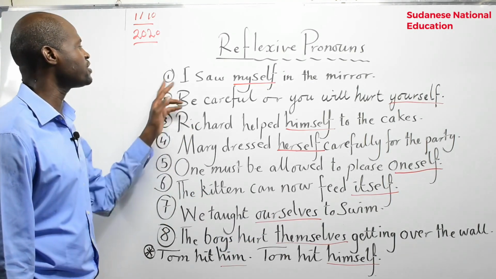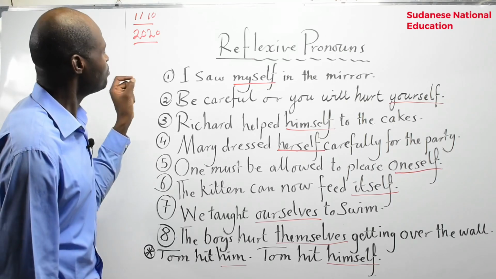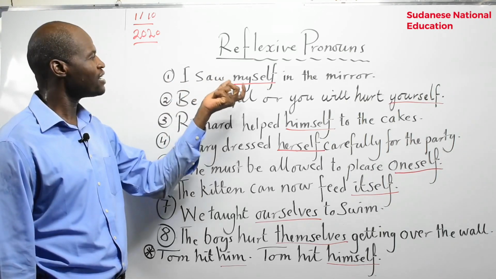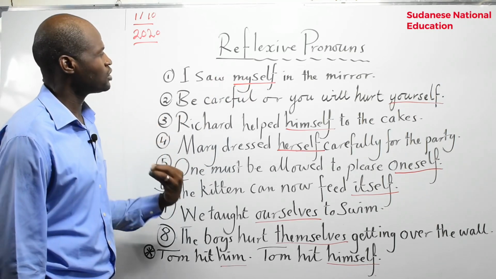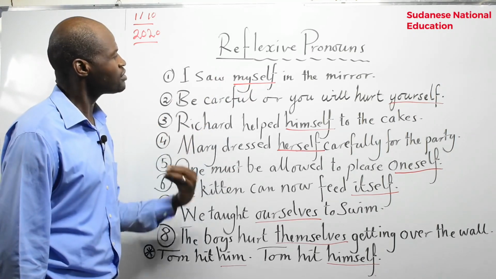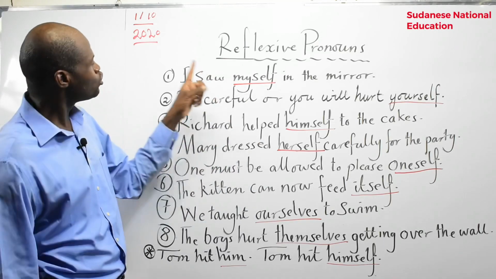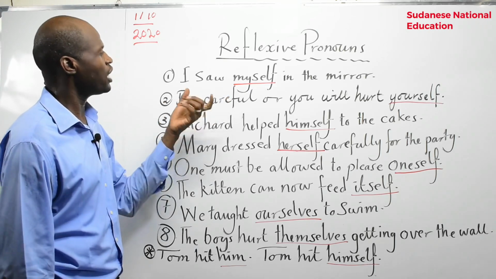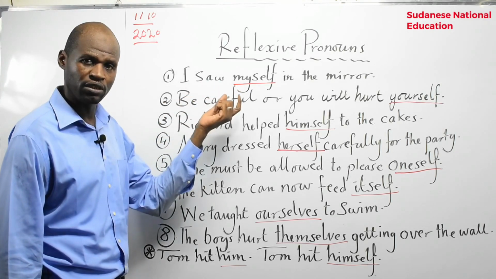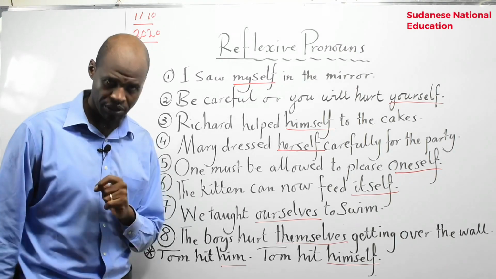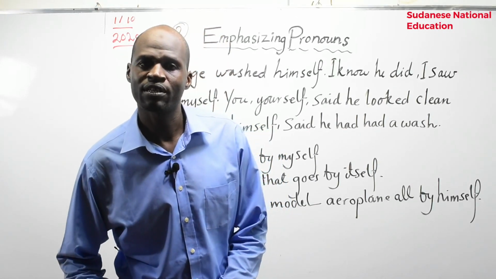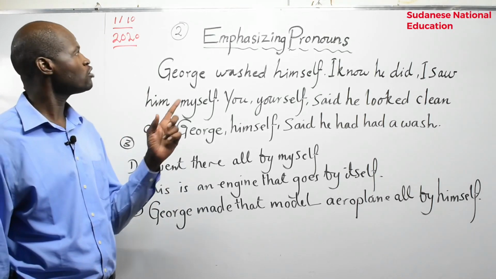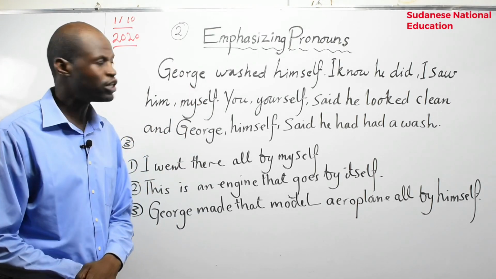As we see here in self-pronouns, the subject of the sentence is the same person or thing as the object. So the action of the verb reflects, as a mirror, to the doer of the action. The doer of the action and the object of the sentence are the same person. But this is not the only work that self-pronouns do. Let's consider this new type of pronouns that we call emphasizing pronouns.